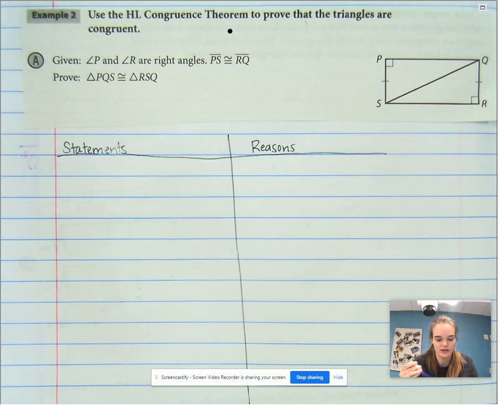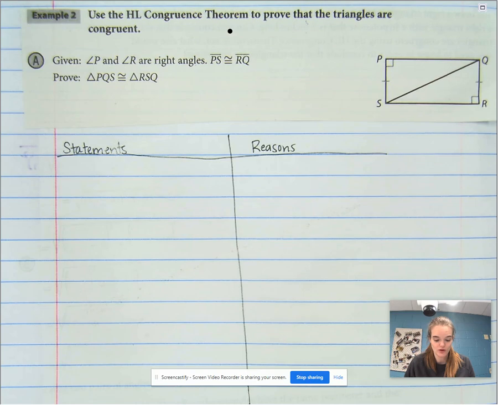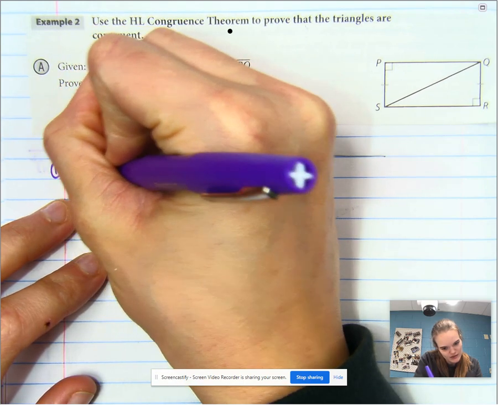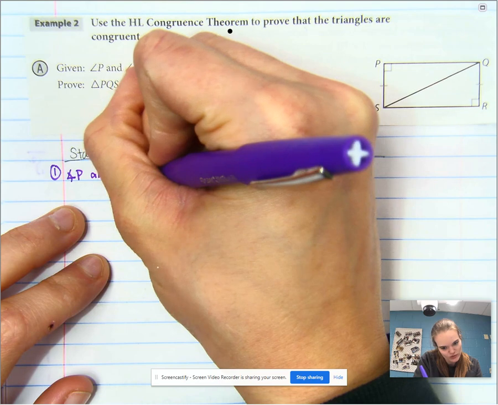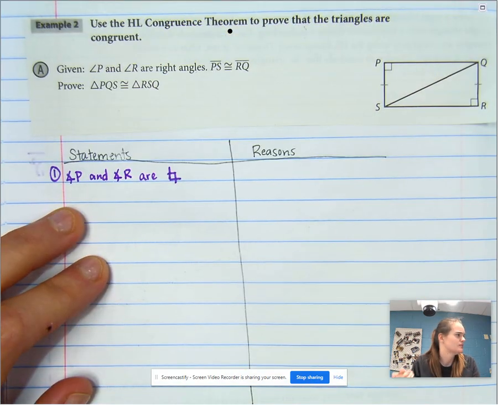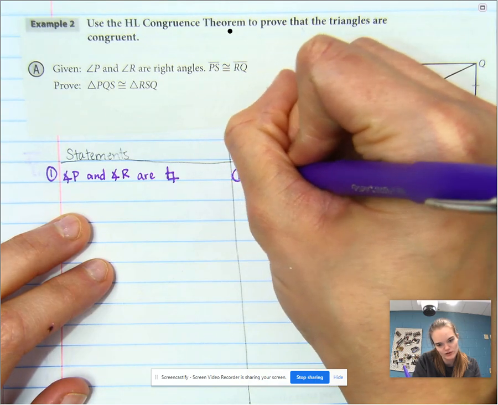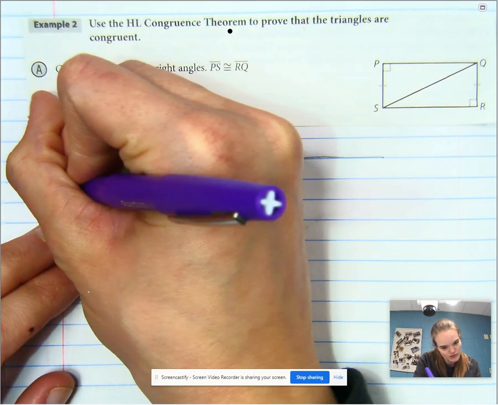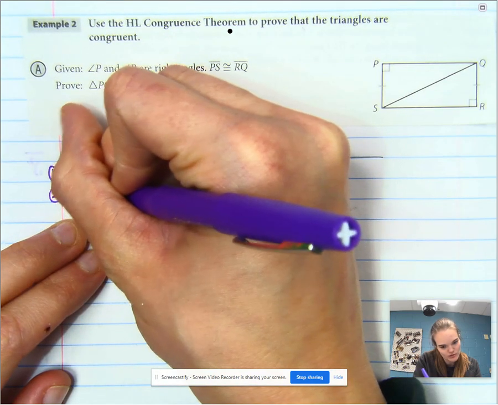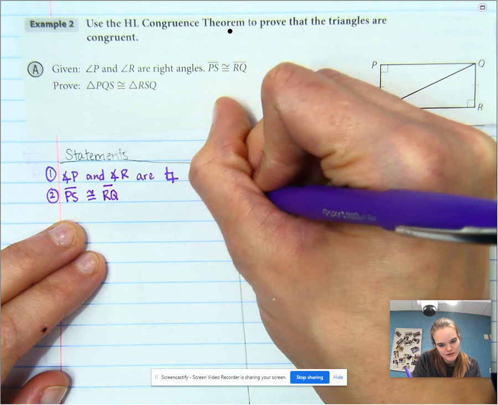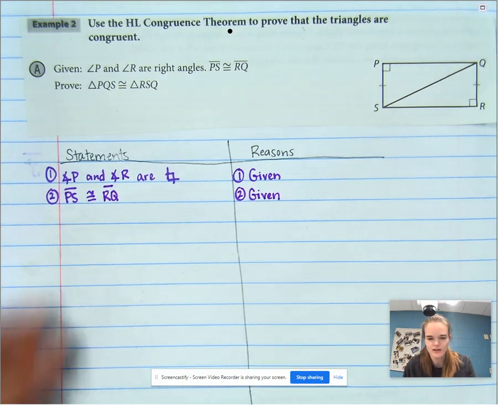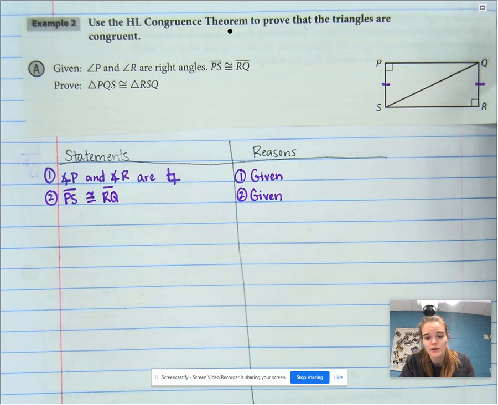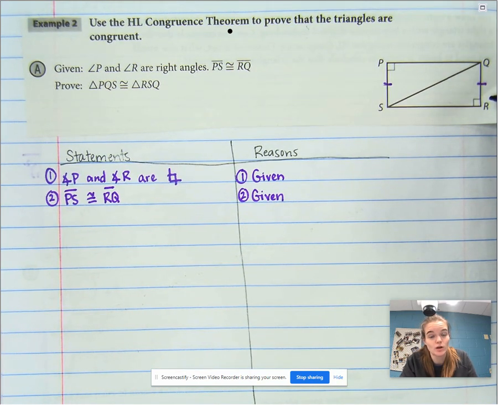All right, so we have two givens. Our first given is that angle P and angle R are right angles. We're going to use our symbol for right angle. And that's given, and it's already marked in our figure. Our second statement is that PS is congruent to RQ. And that is given. Okay, so we already have quite a few things. We've got to prove the triangles are congruent, but we already have PS and RQ. That's a leg. We already have right angles, so therefore the hypotenuse leg will work because we have right angles.